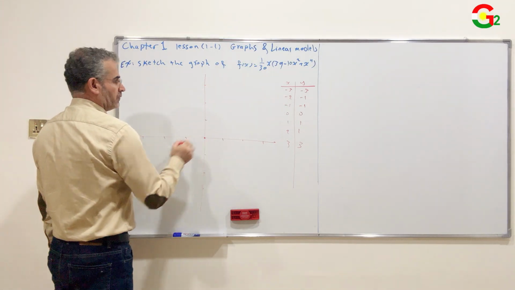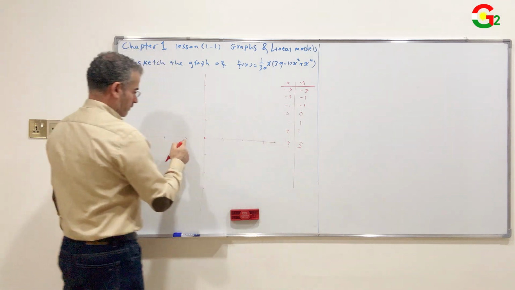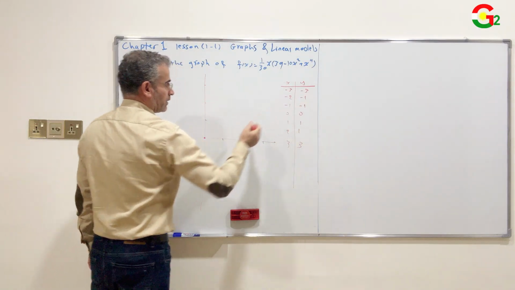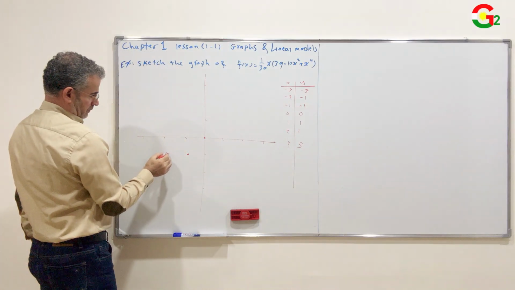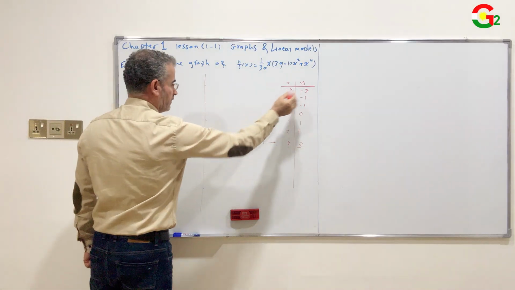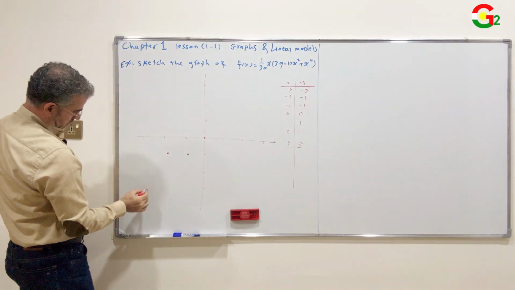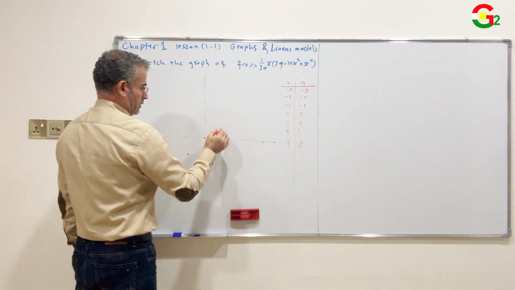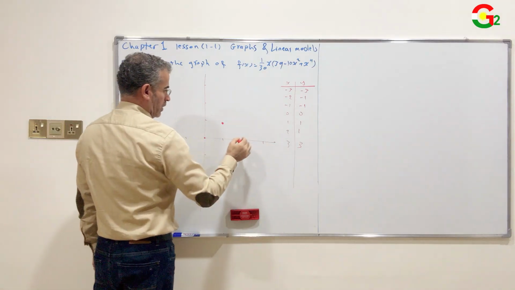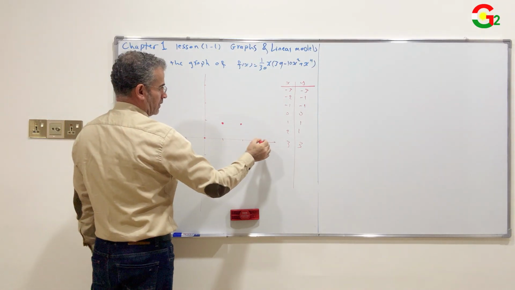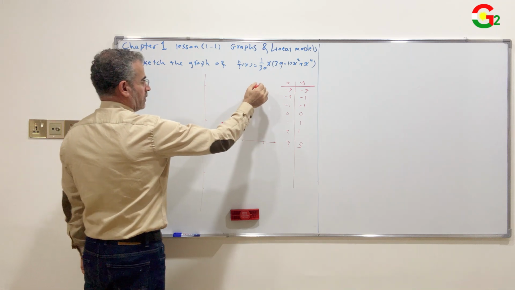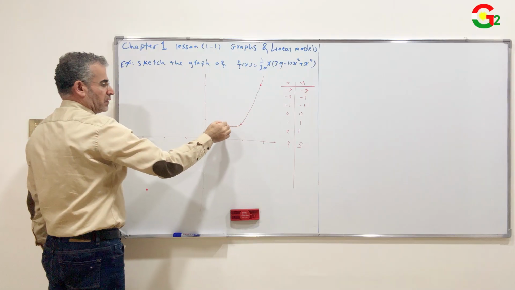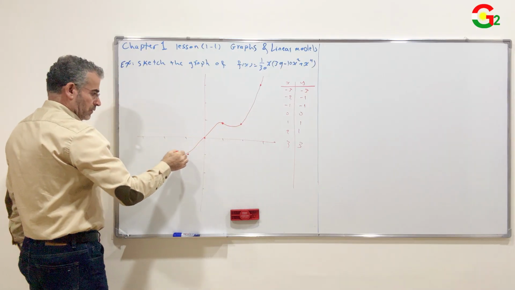The points are 0, 0; negative 1, negative 1; negative 2, negative 1; negative 3, negative 3; and 1, 1; 2, 1; and 3, 3. Then the graph of this function looks like this.